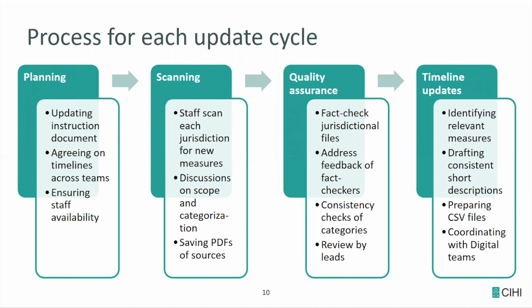In the quality assurance phase, other team members fact-check someone else's jurisdictional files, and we're looking for consistency in language and consistency in the type of information that's been captured. And then finally, we take the entire scan and we pass it off to our copy editors and our translators, who have the monumental task of translating this all into French. And we also give it to the timeline team who prepare the files for the web. So those are our tools, and that's our process.